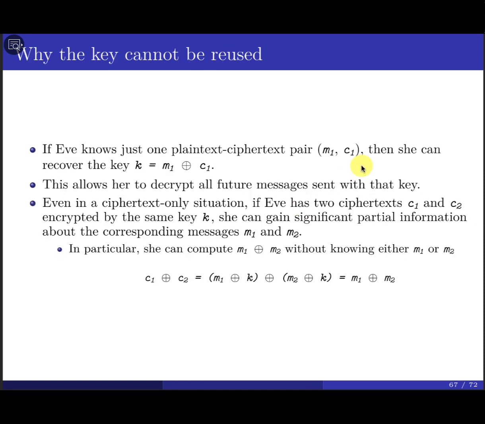So why can the key not be reused? This is a similar situation. We send, for example, C1 equals encrypt K for M1, the message 1. Then after that, I'm going to compute C2, using the same key in order to encrypt message 2, and send both of them. Same key. So let's see what happens.